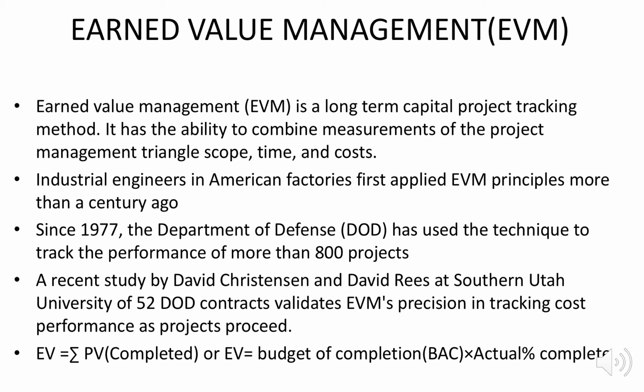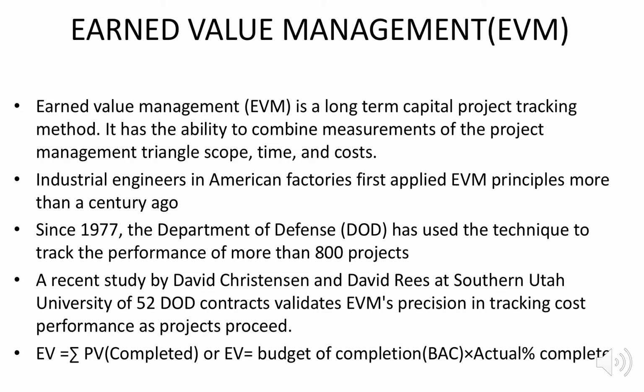So, let's formulate earned value management. EV is the summation of present values, from starting to ending. All the present values should be added, or EV equals the budget at completion, also called BAC, times the actual percentage complete. That is, how much actual percentage of the project is finished.